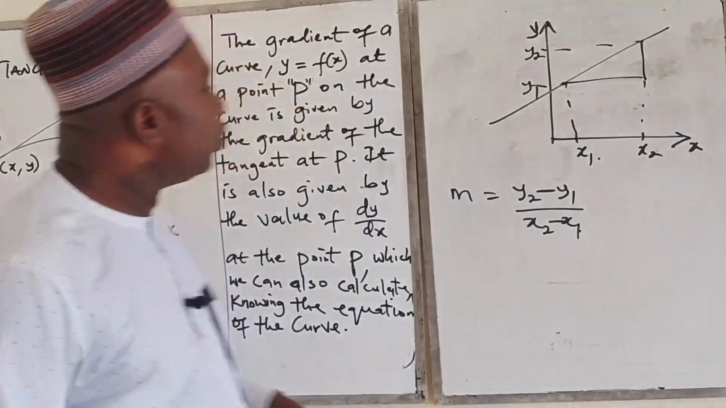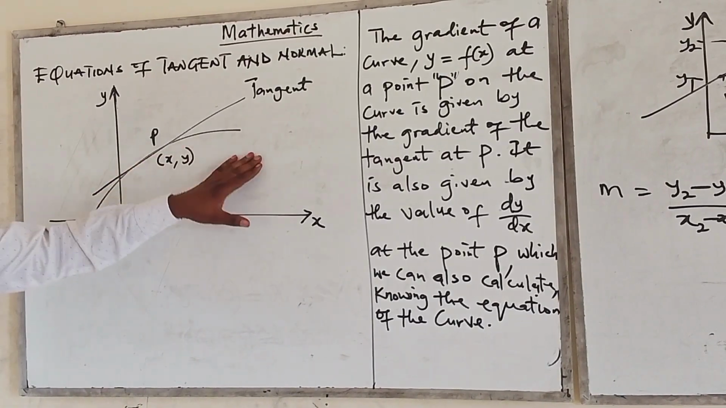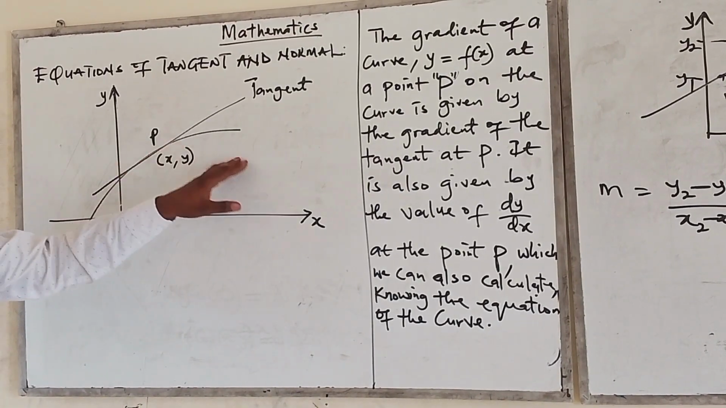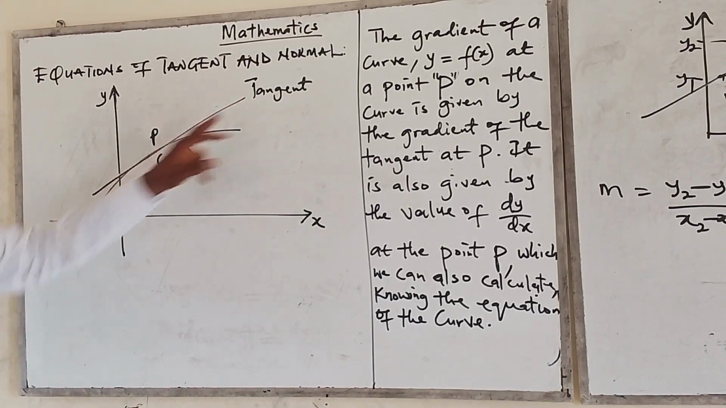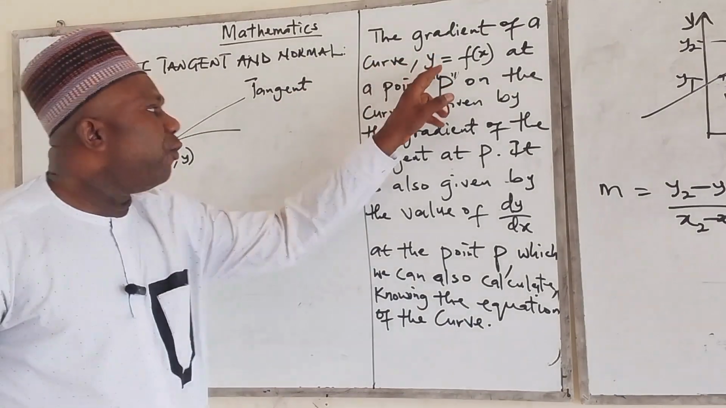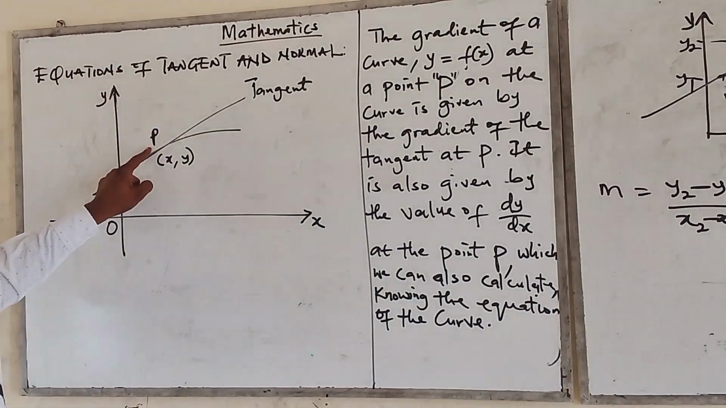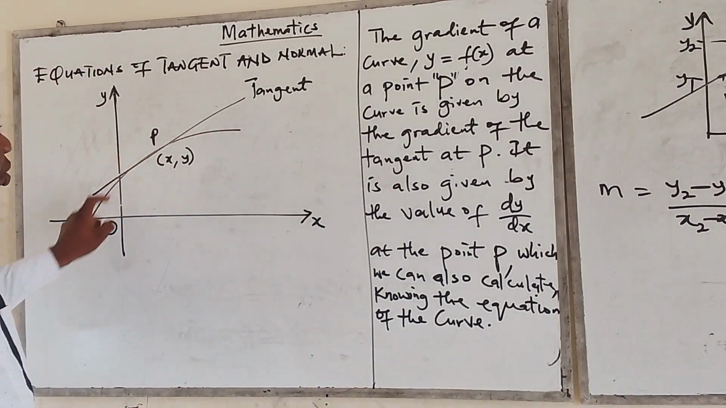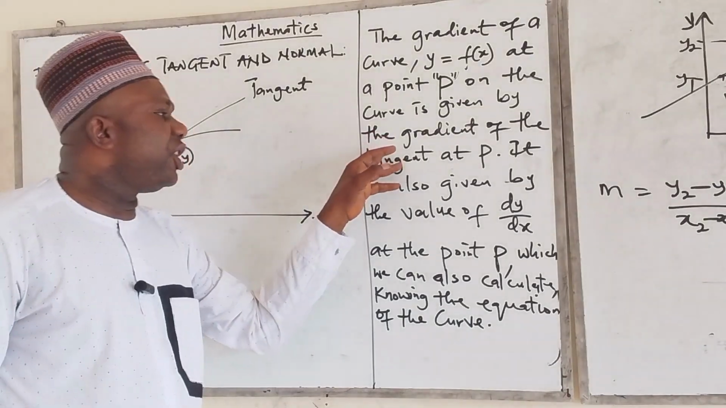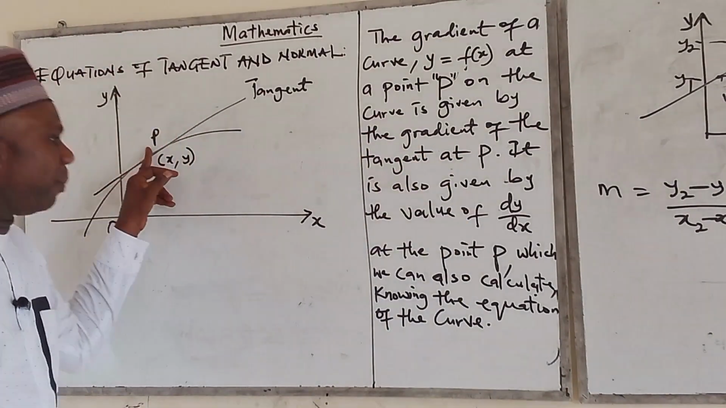Today I want us to look at the gradients of tangents when dealing with a curve. As you can see, this is a curve and we have a straight line, a tangent. Now look at this. The gradient of a curve y equals f of x at point P, at this point on the curve, is given by the gradient of the tangent at point P.